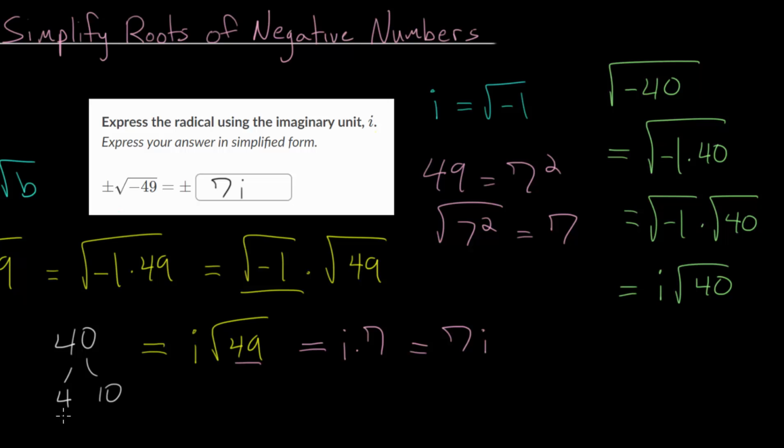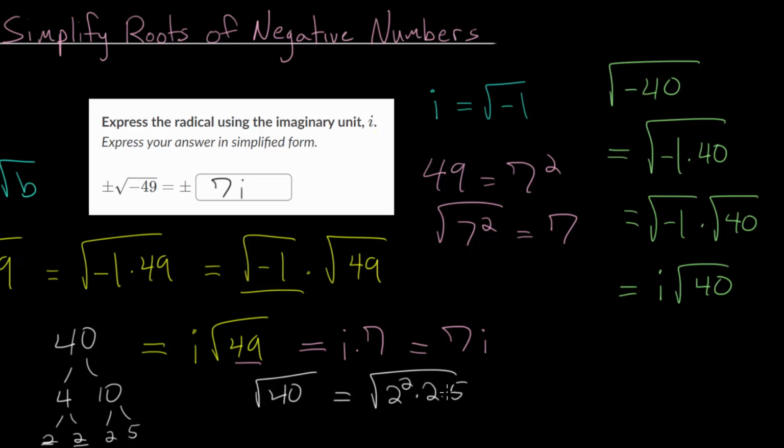And 4 is a perfect square. That's 2 times 2. And 10 is 2 times 5. So when simplifying the square root of 40, we can separate it into its prime factors. And it's usually a good idea to pair them up if you can. So we can pair these 2's together. So that's 2 squared. And then we have 2 and 5.